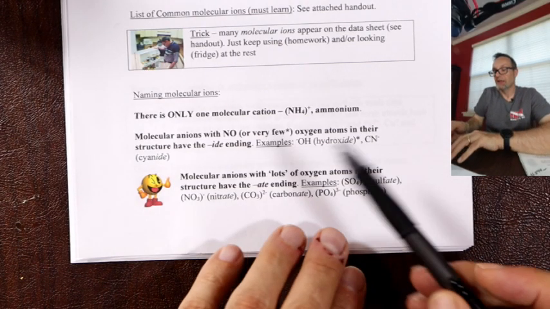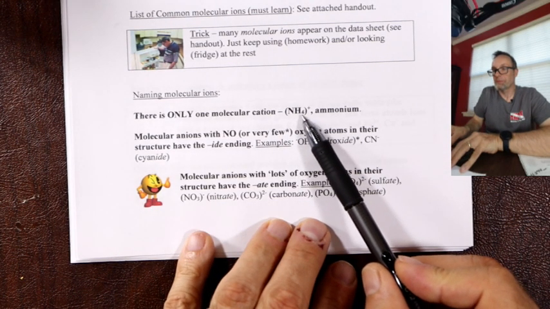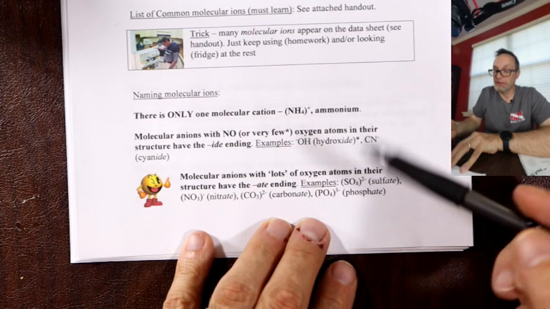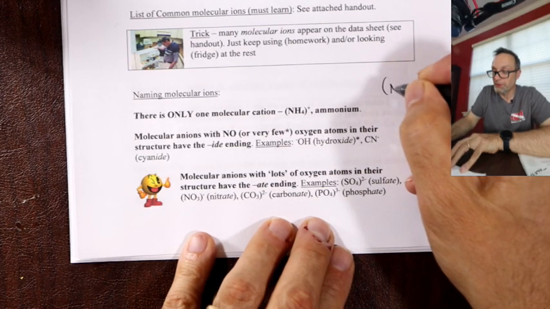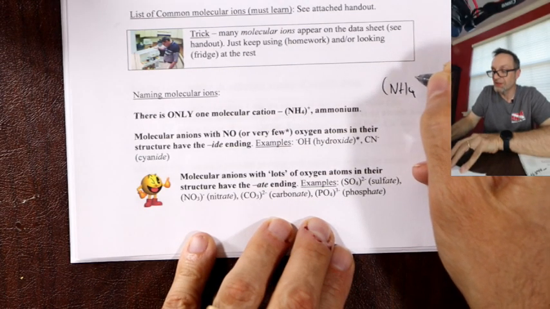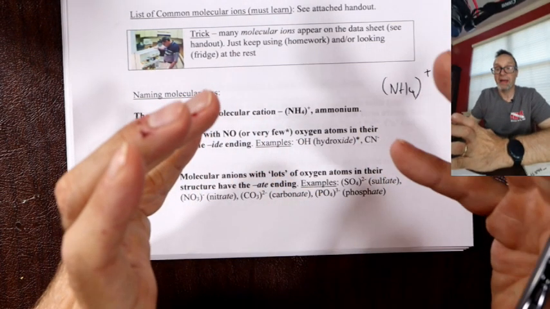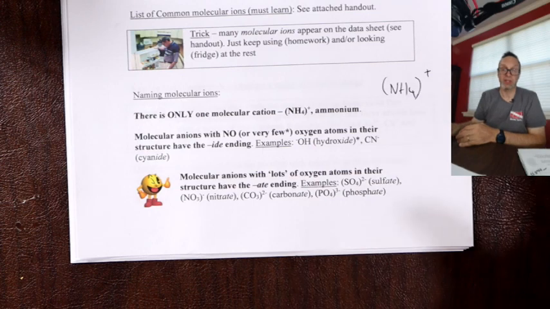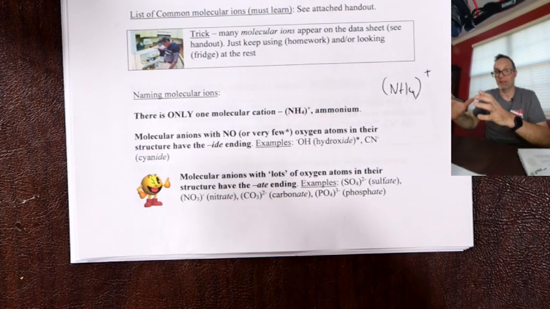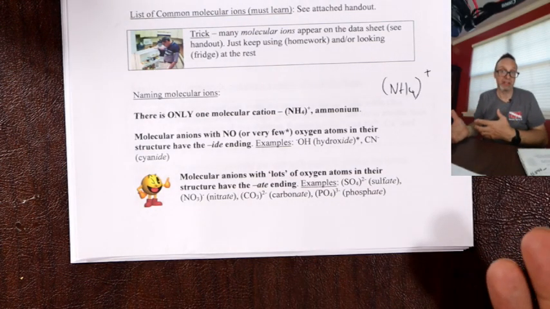So, as we mentioned, there's only one molecular ion that's plus, ammonium. Now, what I like to do with molecular ions is put the molecule in brackets and then give it a charge. It's like saying, put some oranges in a bag, and the bag of oranges has a charge, not the individual oranges, all right? So count the bags, not the individual oranges, right?